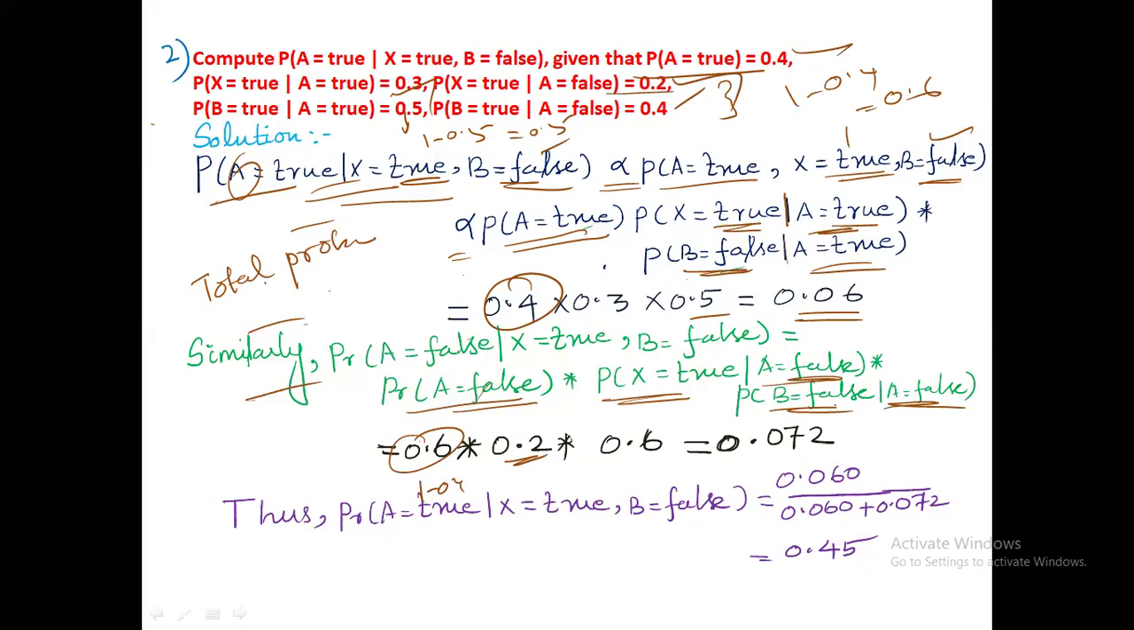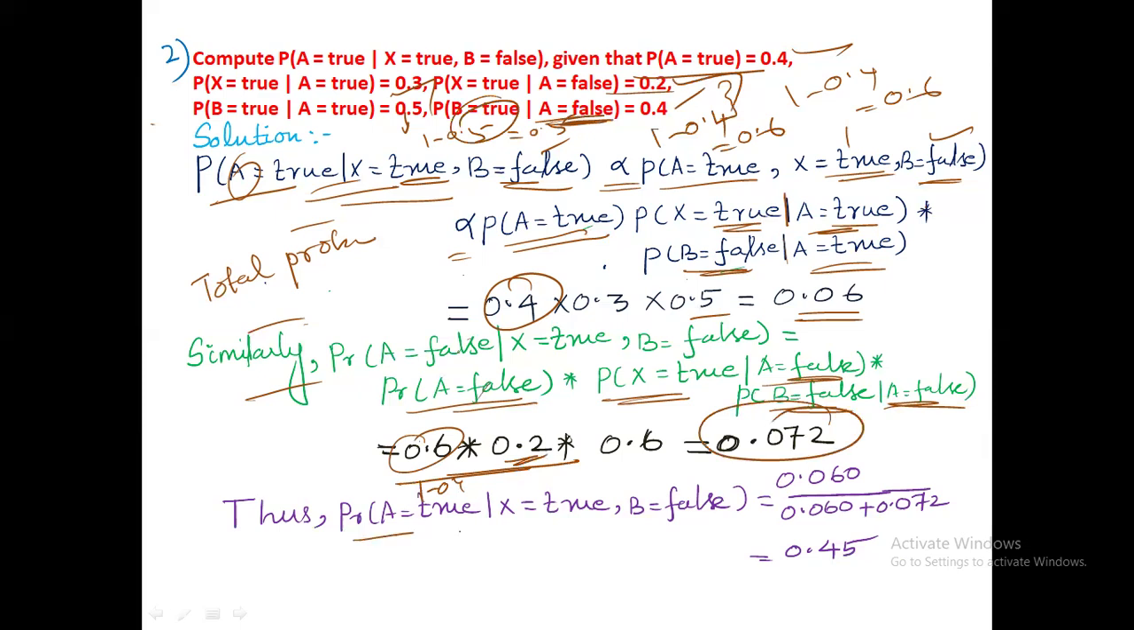Next, probability of B is equal to false given A is equal to false. Probability of A is equal to false you have to keep as it is. Here the next value, 1 minus 0.4 is equal to 0.6. So if you're multiplying all these values, we are getting 0.072.